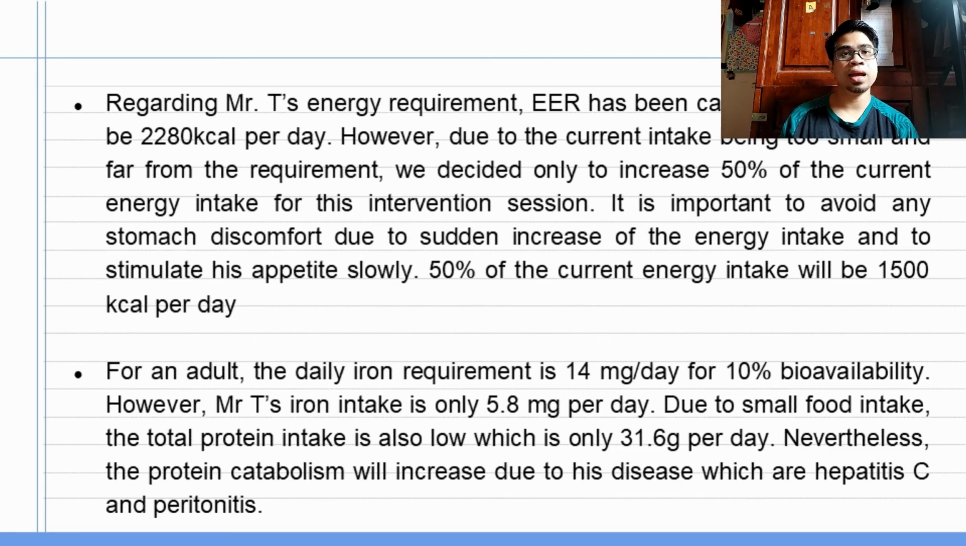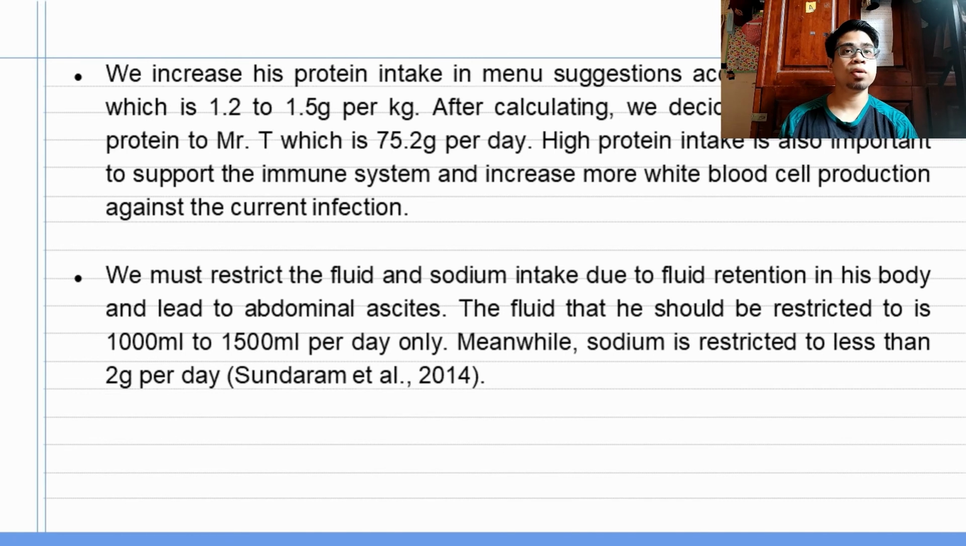For an adult, the daily iron requirement is 40 mg per day for 10% bioavailability. However, Mr. T's iron intake is only 5.8 mg per day. Due to small food intake, the total protein intake is also low, which is only 31.6 grams per day. Nevertheless, protein catabolism will increase due to his diseases, which are hepatitis C and peritonitis. So, we increase his protein intake in the menu suggestions according to the EPR, which is 1.2 to 1.5 gram per kg. After calculating, we decide to give 20% of the energy as protein to Mr. T, which is 75.2 gram per day.